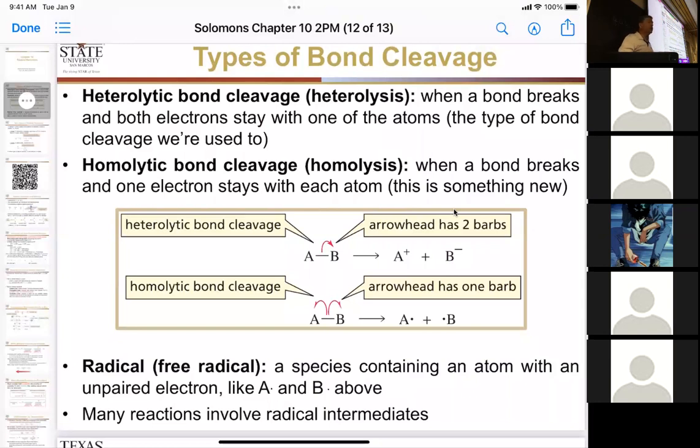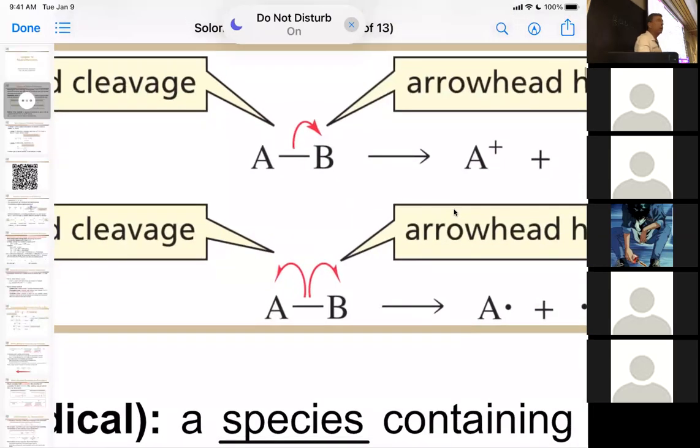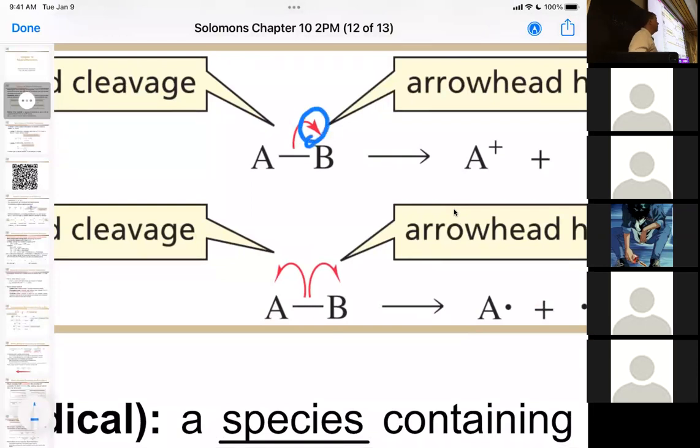And in that case, we have an unpaired electron. Unpaired electrons are very, very reactive. Now, let's look at our arrows here. Notice we have two barbs on our arrow when we have heterolytic cleavage. That's because both of those electrons are moving with it. So two barbs means two electrons. One barb means one electron.